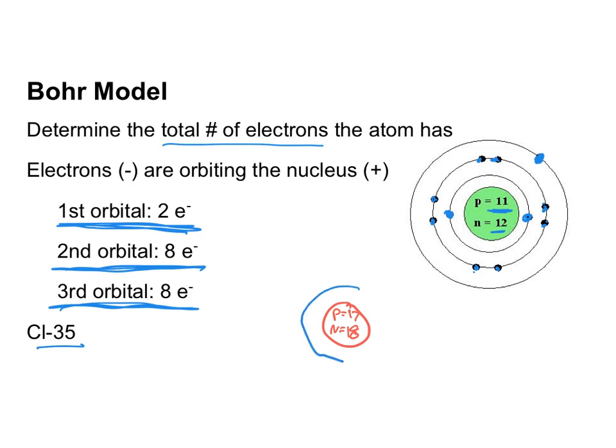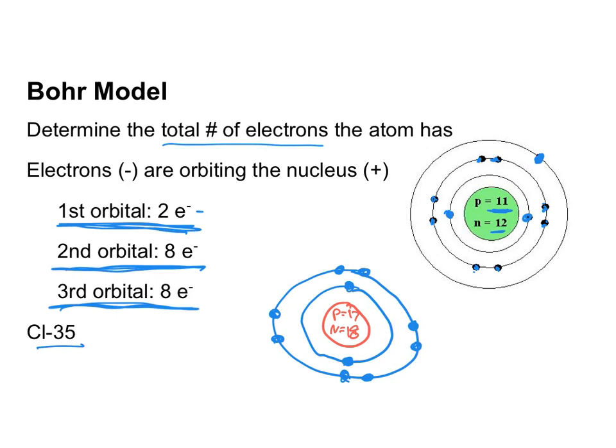So here's my first orbital, and on that first orbital I can place 2 electrons. So here's my first 2 electrons, 1, 2. Now I need to bump to the second orbital. On my second orbital, I can place 8. So my next 8 electrons will go in here. So there's 1, 2, 3, 4, 5, 6, 7, 8, 9, 10. Now I have 10 total electrons placed.